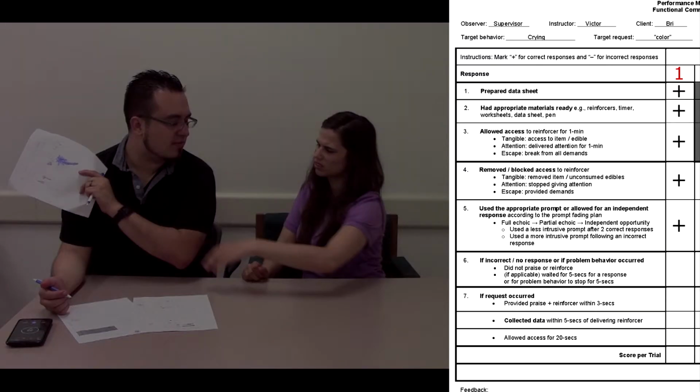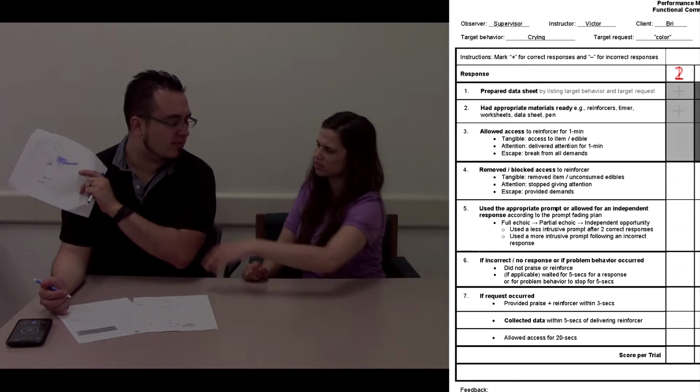After Victor prompted, Bree tried to grab the coloring material out of Victor's hand, which is an incorrect response. Victor did not provide praise or allow her to get access to the coloring materials, so he gets a plus on item 6. This brings us to the end of trial 1. Let's move the performance monitoring tool over to trial 2.